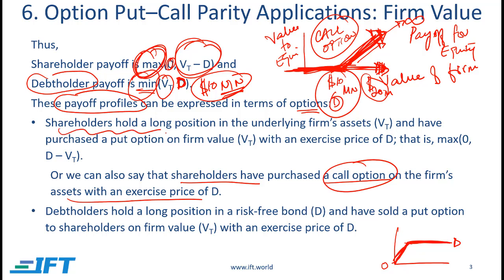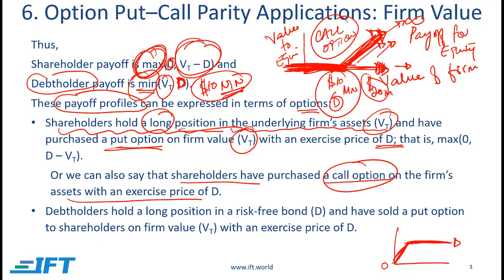Another way of looking at it is that the shareholders have a long position in the underlying firm's assets, which basically means they've bought the firm and at the same time they've got a put option. So if the firm value goes up, they benefit from it because they have the firm, they've bought the asset, and if it goes down, they have a put option, so their loss is limited. So they have a long position in the firm's assets, which is the value of the firm, and they have got a put option on the firm at the exercise price of D. So in case it falls below D, their loss is limited.